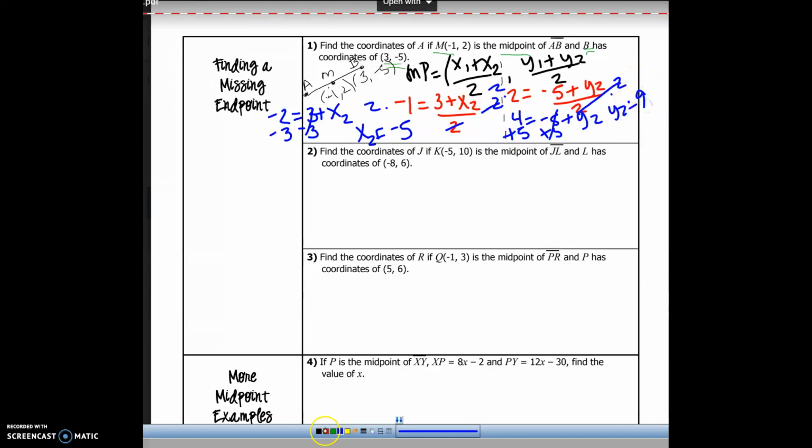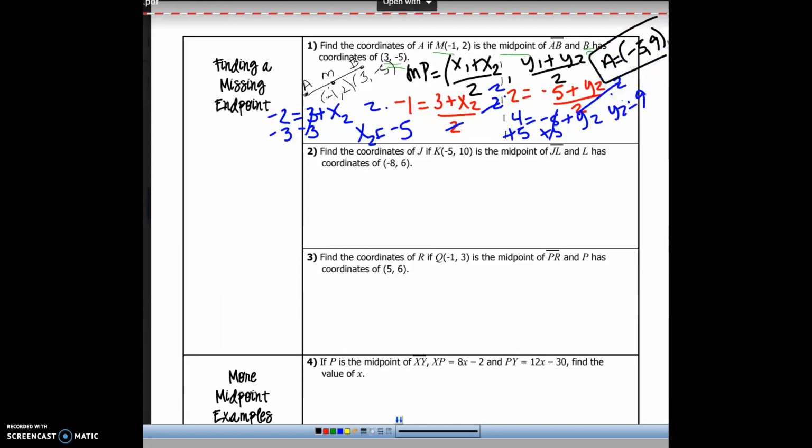Now, what is my A value though? My total answer here is going to be A is the point. The x value is -5, 9. And that is my answer.